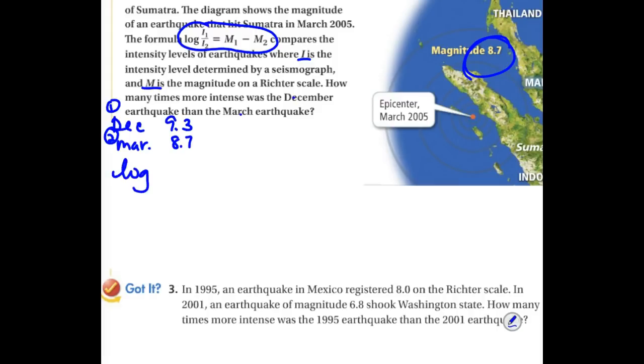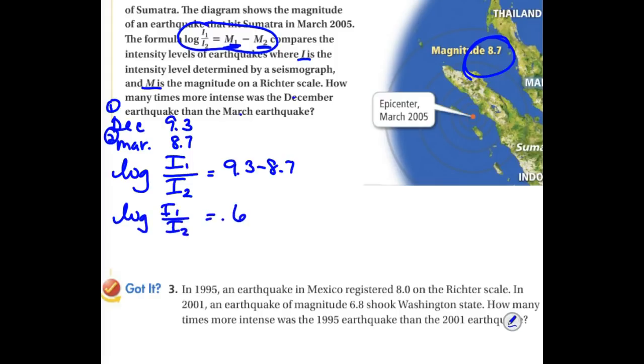So we can fill in our formula. Log, and notice there's no base, so we're talking log base 10, I sub 1, the intensity of the December one, compared to the intensity of the March one, is the difference between their magnitudes. So 9.3 minus 8.7. Simplifying that, we can say the log of I sub 1 divided by I sub 2 is 0.6.